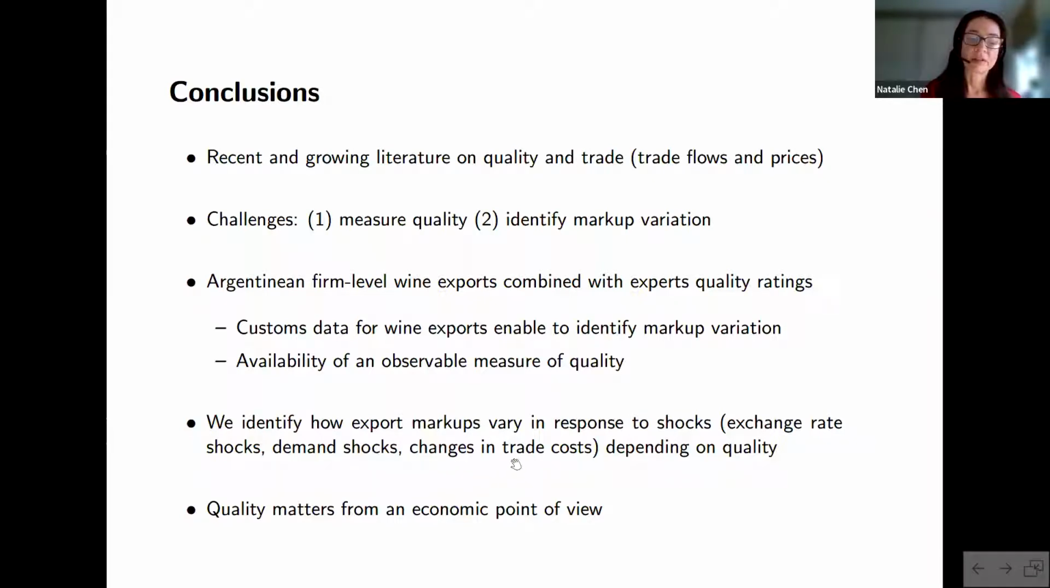And what I have discussed in more detail today is how changes in trade costs in the form of bilateral distance and tariffs can affect markups depending on quality levels. So what we conclude is that quality matters from an economic point of view because it leads to a heterogeneity in the way that markups, and therefore price discrimination, vary in response to different types of shocks.